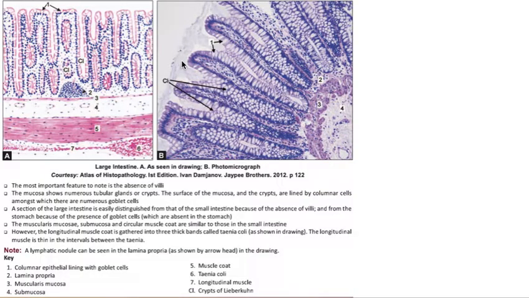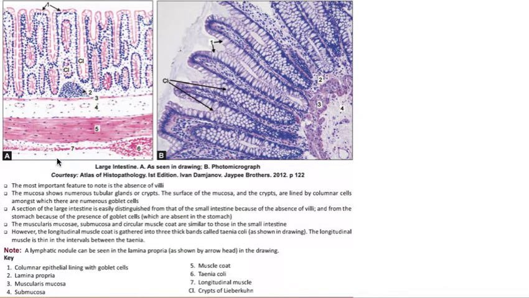So this is the IBCing view of the large intestine, and the most important feature is the absence of villi. The mucosa has numerous tubular glands or the crypts of Lieberkühn, surface mucosa lined by columnar cells, and numerous goblet cells, lots of goblet cells. So a section of large intestine is easily distinguished from the small intestine because of the absence of villi, and from the stomach because of the presence of goblet cells, which are absent in the stomach.